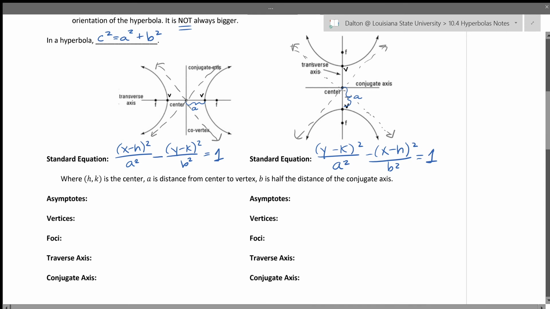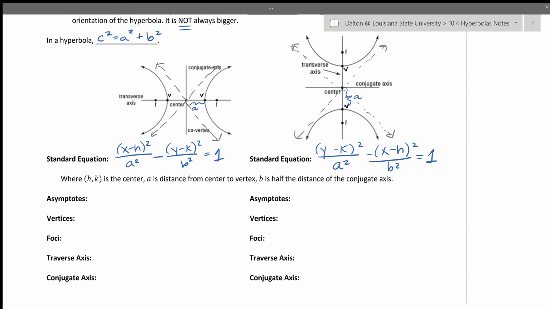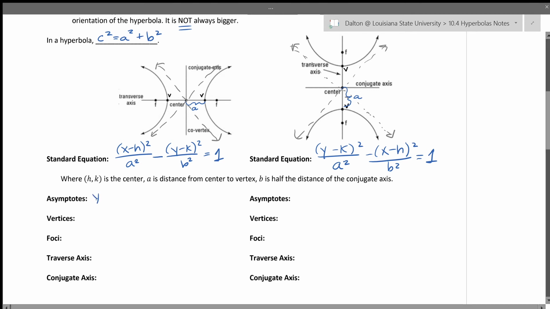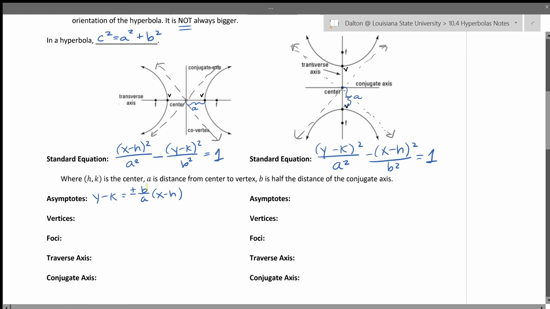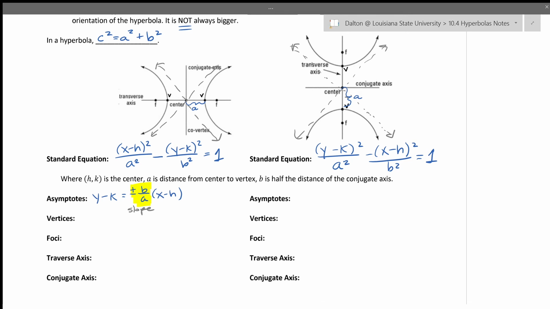So we have equations that we can use to find those asymptotes. For this horizontal orientation hyperbola, the asymptote is found by doing y minus k is equal to plus or minus b over a times (x minus h). And this, if you can't tell, is like point slope form of a line, where it's y minus y1 is equal to m times (x minus x1). So plus or minus b over a, that is the slope. So when we graph our lines, that's what we're going to follow to know how we should graph that line.